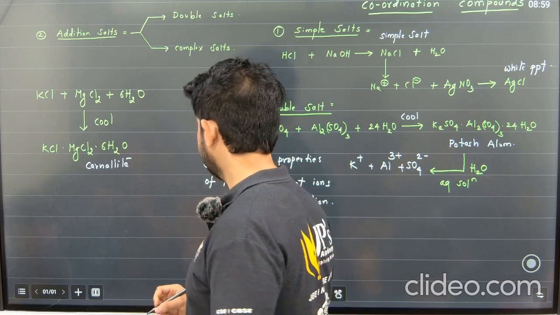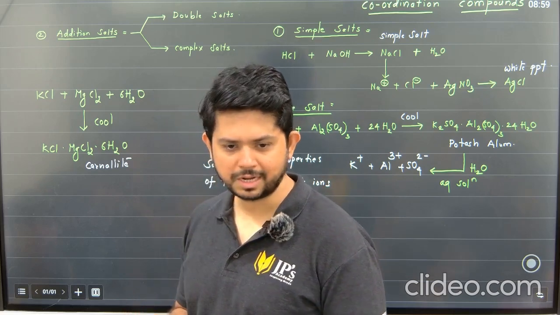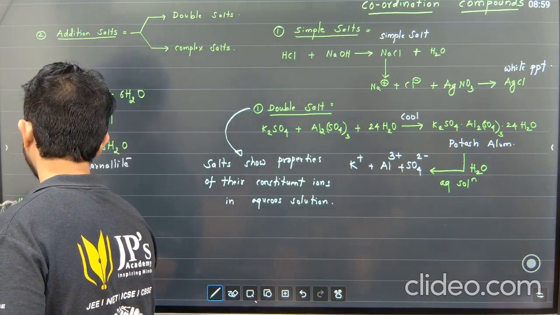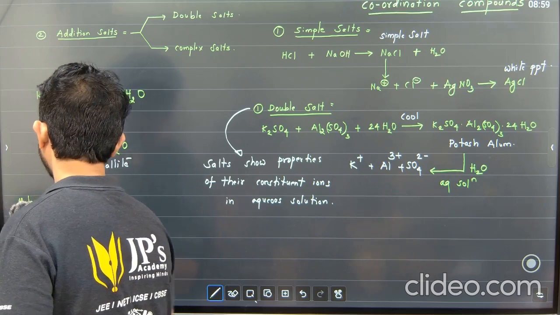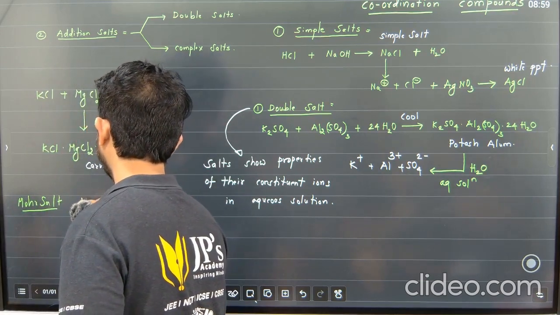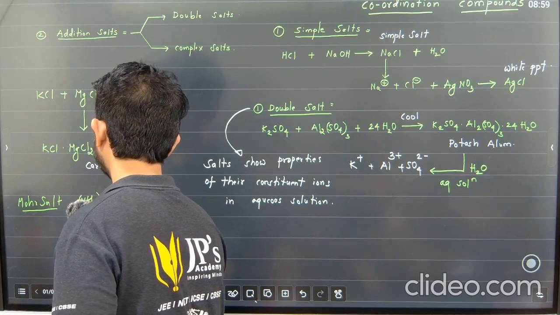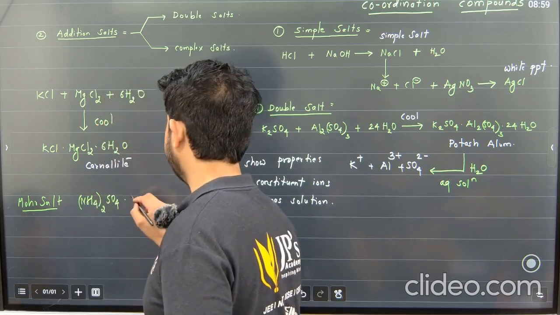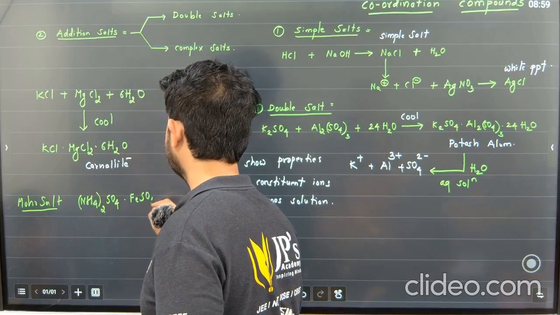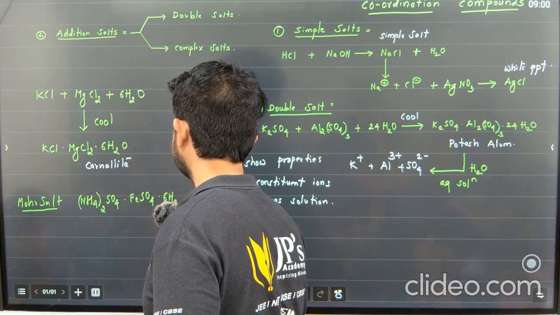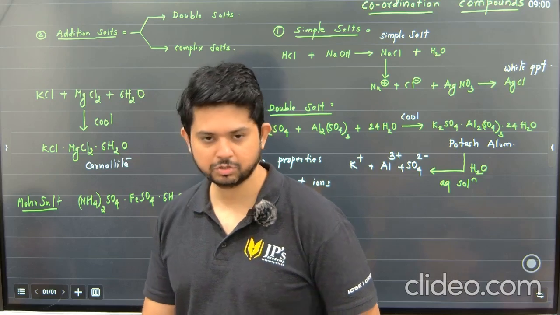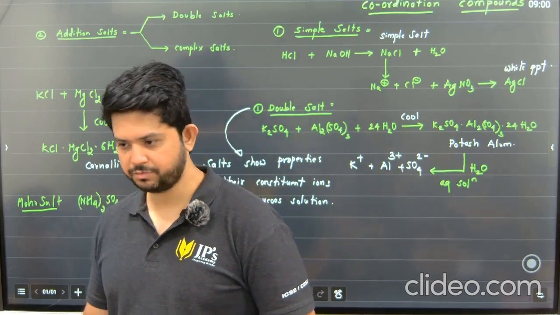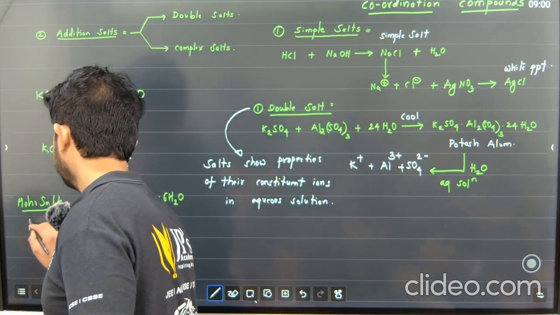Okay. And similarly, we've done more salt. Give me more salt, please. More salt. Again a double salt, which is (NH4)2SO4.FeSO4.6H2O. This is also called as ferrous ammonium sulfate.